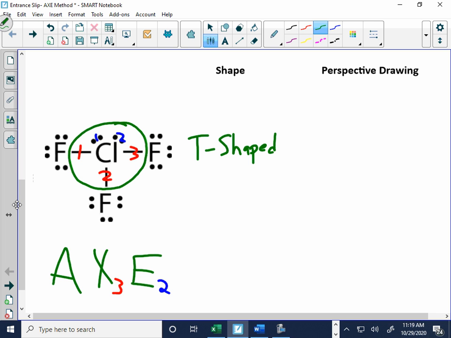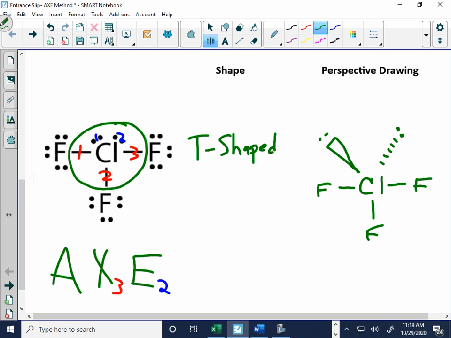Now, I turn a couple pages forward. I need to find my perspective drawing for T-shaped. There I have it. So I am going to look. I'm dealing with all single bonds and unshared pairs. See my T-shaped. It's going to give me chlorine in the middle. It's going to give me dashes to this unshared pair. It's going to give me a wedge to this unshared pair. And then it's going to give me 3 fluorines on the same plane.